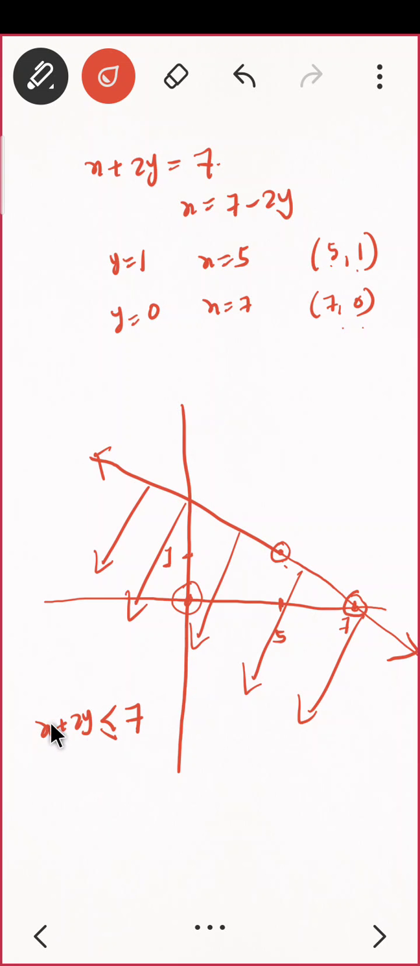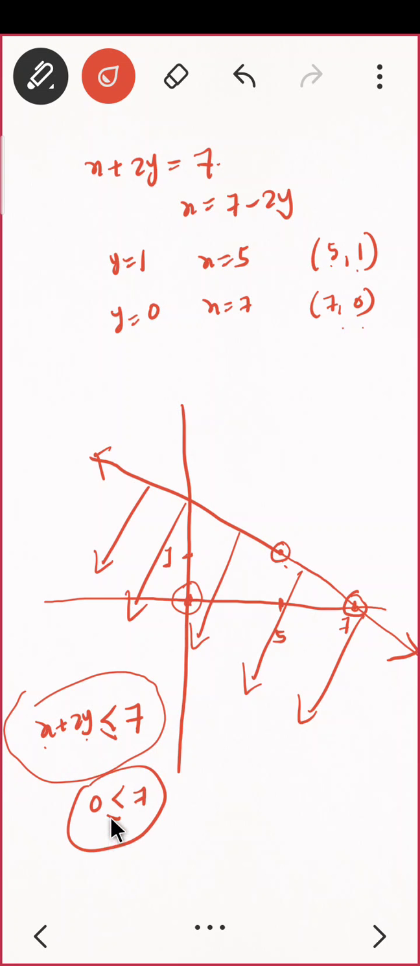Now let us check whether this is satisfying or not. To know whether this region is the shaded region, you have to take any point here and check whether it satisfies the equation or not. It is better to take 0, 0, that is the origin. If I put the origin here, that is 0 comma 0, what I will have is 0 is less than or equal to 7. Is this true? 0 is less than 7. Is this true?